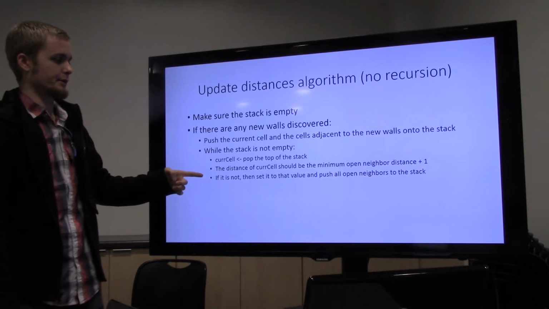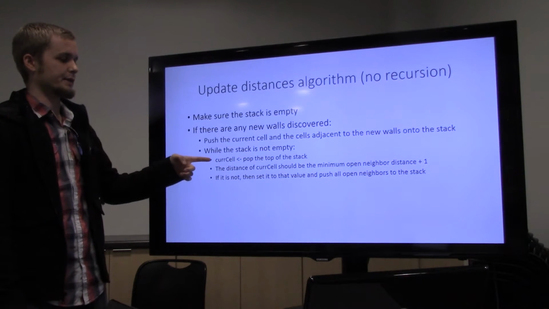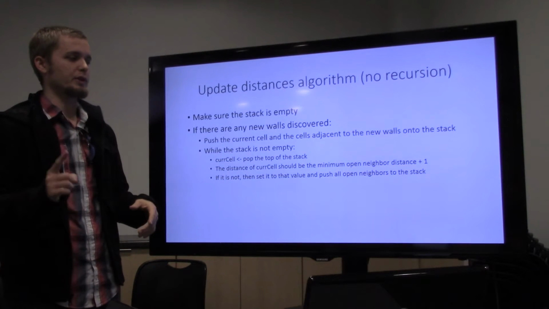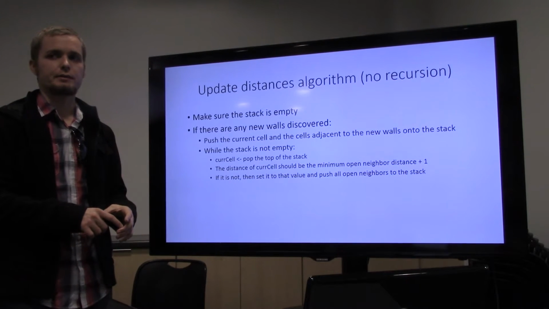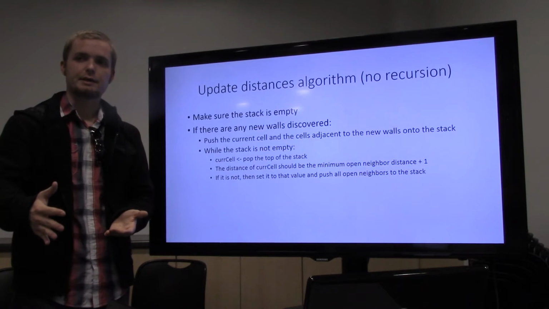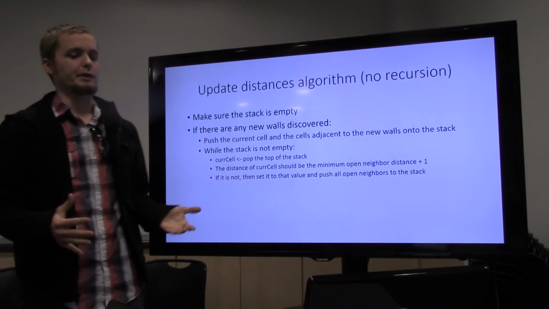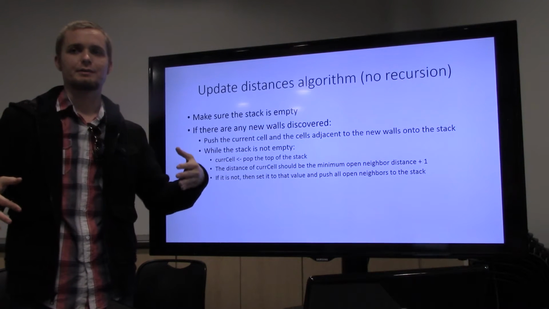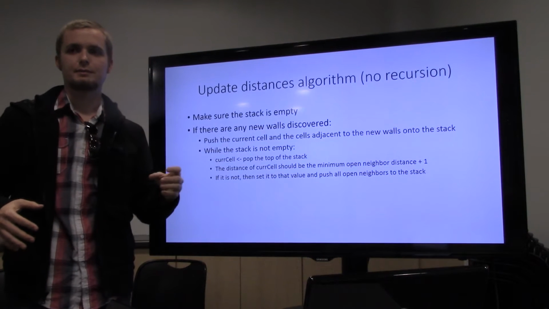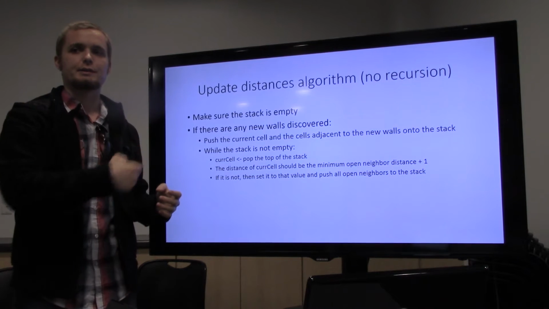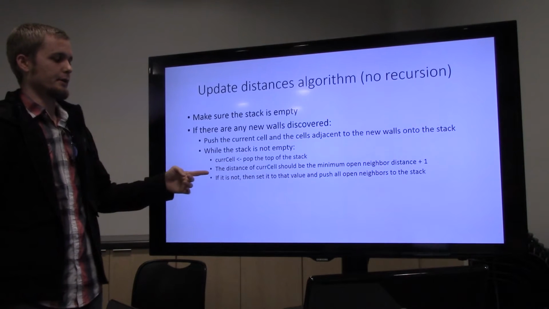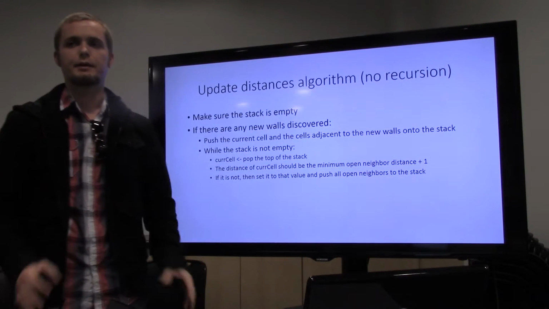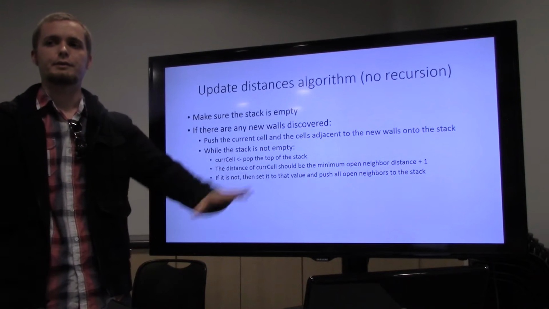And so this part is, while the stack is not empty, you pop the top of the stack and give it the name current cell. Then the distance of the current cell should be 1 plus the minimum distance of the open neighbors. By open neighbors, I mean an adjacent cell that has no wall in between. If you think about it, that makes sense: each cell should be 1 plus the minimum of its open neighbors, because each time it propagates out by 1, your distance increases by 1. And if this is not the case, then set it to this value and push all the open neighbors onto the stack, so that it will possibly propagate the new values out to everything.